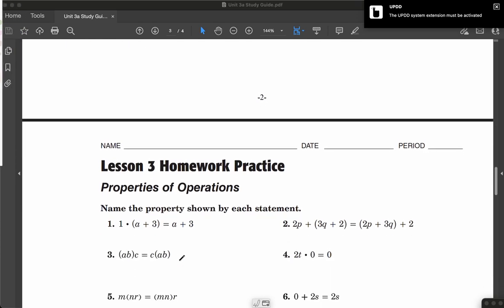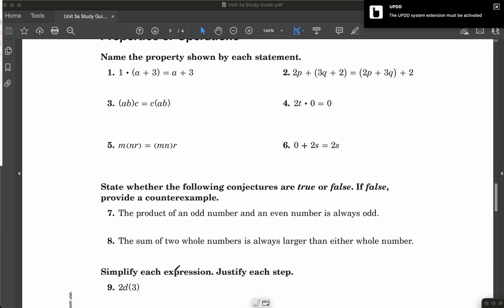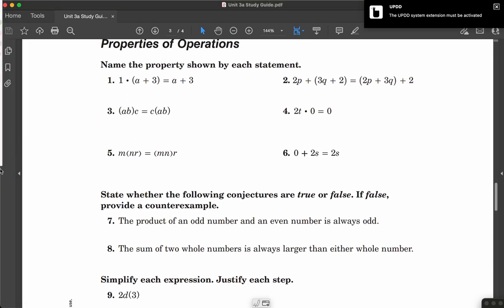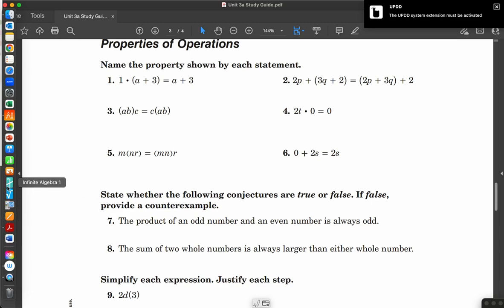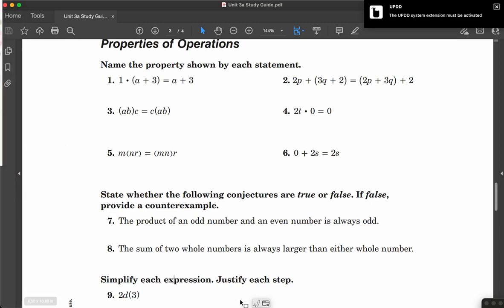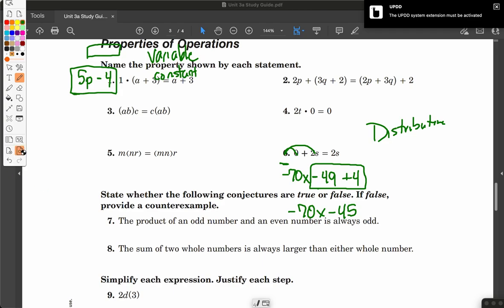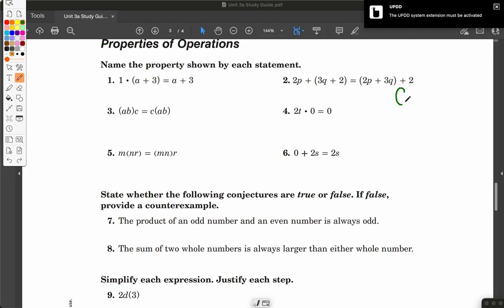Let's scroll down and take a look at our other properties we can work on. I'm not going to solve many of these for you. We're just going to talk about the different properties. So when we talk about those property types, we really have 4 major properties we're going to look at. We've got the commutative property.